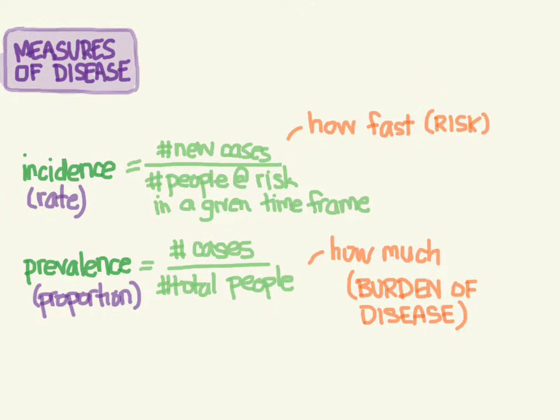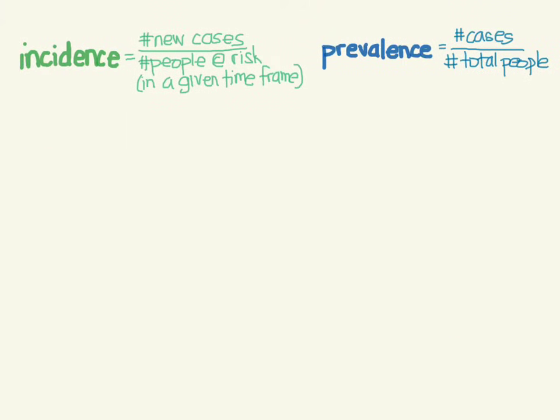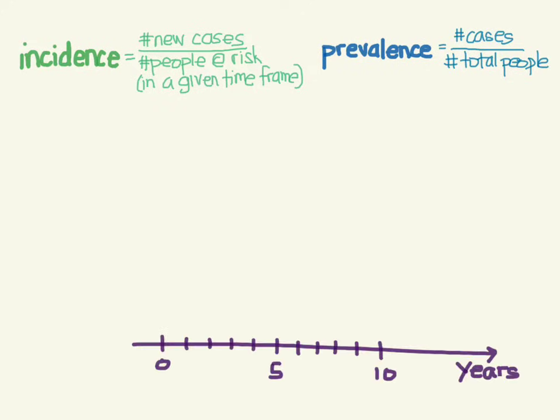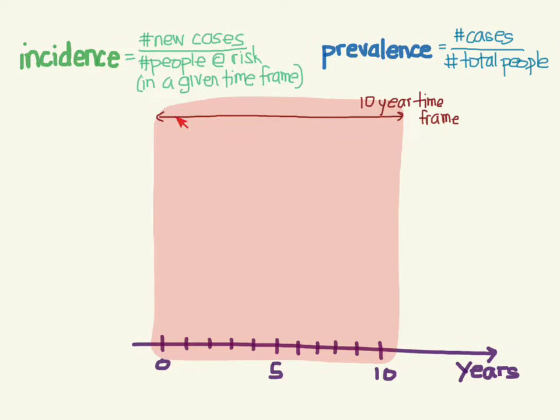Now let's look at incidence and prevalence in a little bit more detail. So I put our definitions for incidence and prevalence up here. And now let's pretend that we're doing a study. And this study is going to last 10 years. And so here's a timeline representing those 10 years. And so here's the time frame of our study, represented by this big pink box. And what we're going to look at in this study is the onset of cancer in these people.